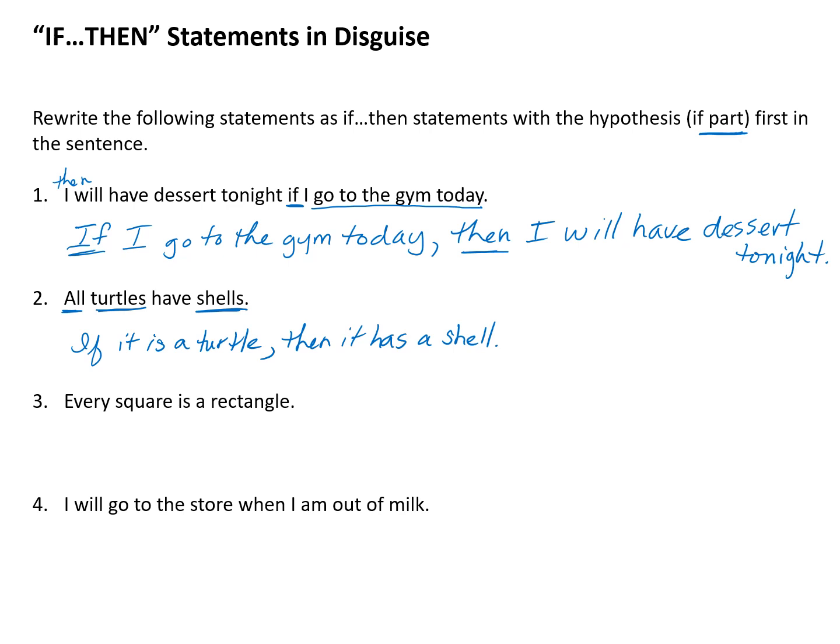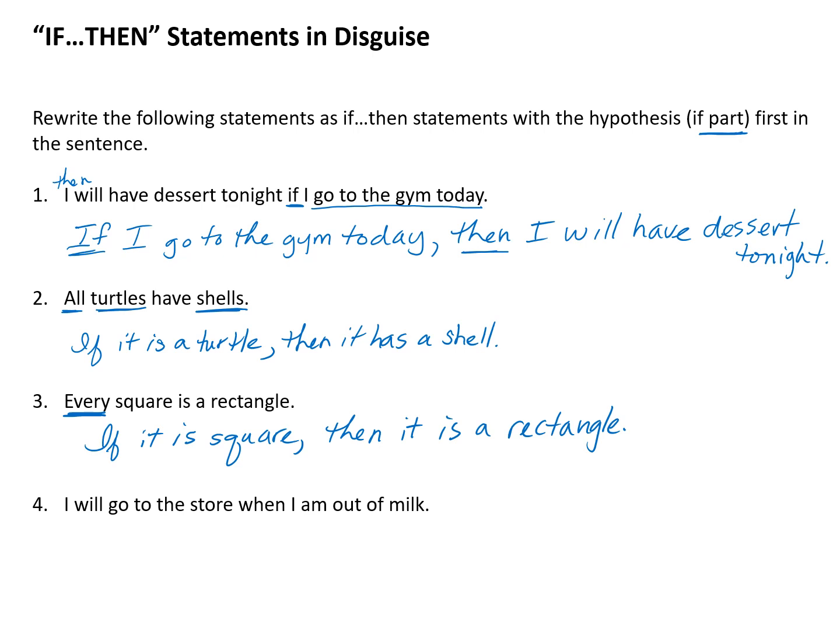All turtles have shells. You can do that with every as well. All and every are just synonyms of each other. Every square is a rectangle. If it is a square, then it is a rectangle. Okay, so all statements and every statements, in other words, a statement with every at the beginning, both can be written as if-then statements.